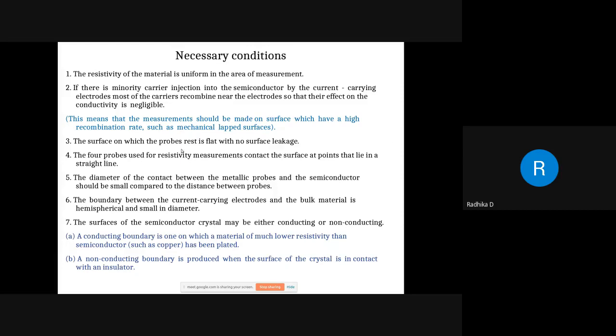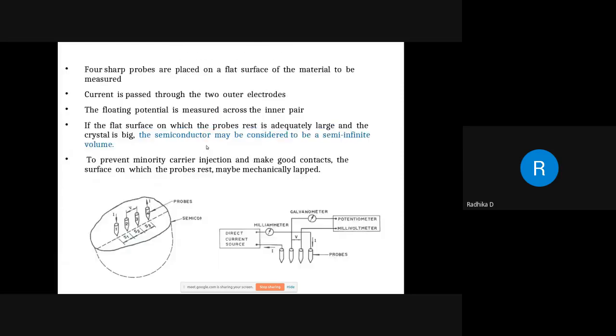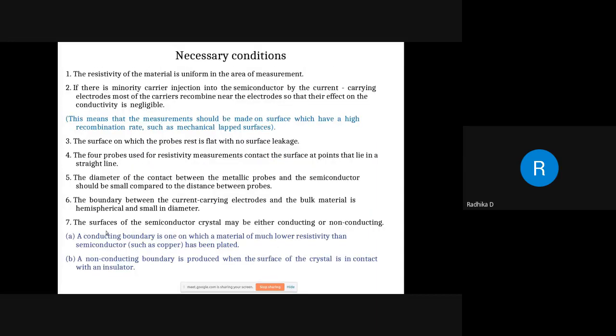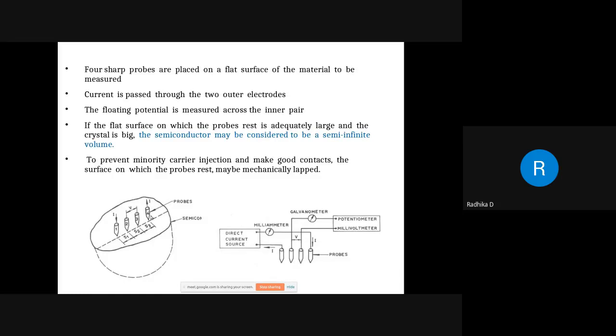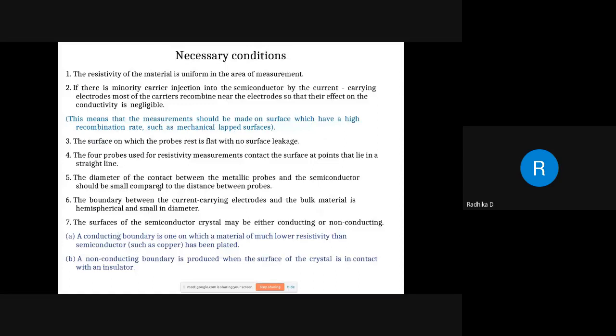Another thing is this surface should be flat, which means your semiconductor sample should be flat. There should not be any hilly structure or a dip or anything like that. Now, all the four probes lie in a straight line. You can see that: 1, 2, 3, 4. All of them lie in a straight line. This is very important. Very important.